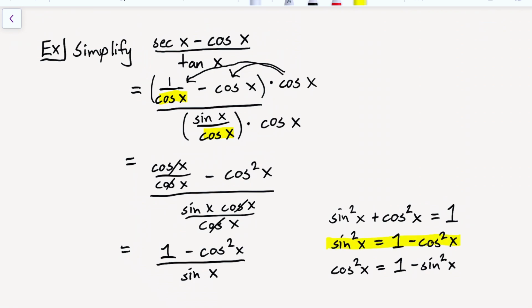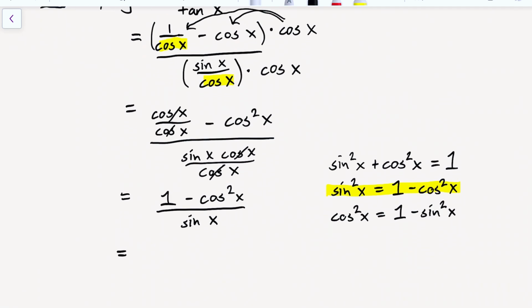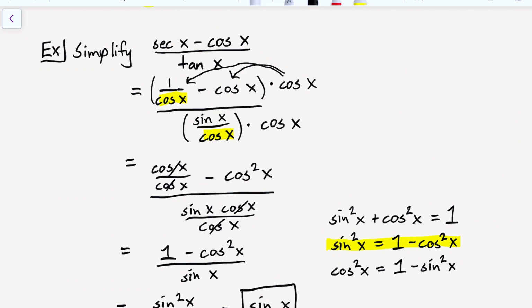The form I would like to use is the first one, because I'm recognizing in my expression we have 1 minus cosine squared x in the numerator. And I can replace that with sine squared of x. So then my problem becomes sine squared x over sine x, and that is just equal to sine of x. We're dividing a common factor of sine x. So the complicated looking expression that we began with is equivalent to sine of x.